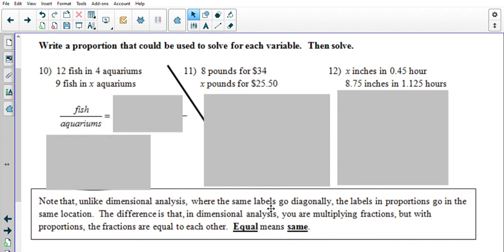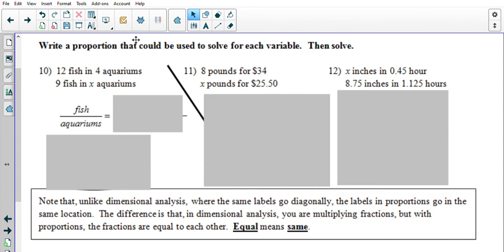All right, number 10, we've got 12 fish in 4 aquariums. 9 fish are going to go in how many aquariums? Well, we're going to set up a proportion. The reason is that for problems like 11 and 12, it's not as easy to figure out mentally like this one is. You probably know or can recognize that there's 3 fish per aquarium, so you can figure out how many aquariums we need for 9 fish.